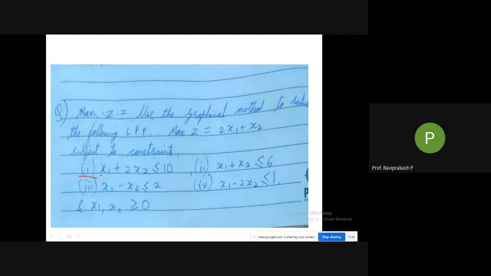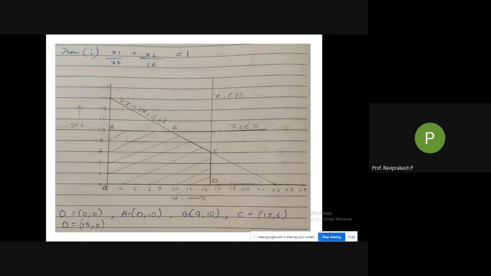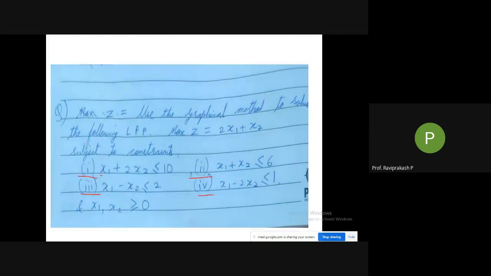First constraint. Second constraint is this side. Third is this one. So fourth is this one. So in the previous sum, if you see, there were 3 constraints. Okay, 3 lines are there. This is 1, this is 2, and this is 3. Okay. So now in this one, I'm having 4 constraints.